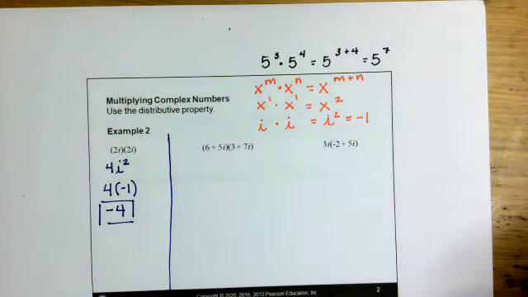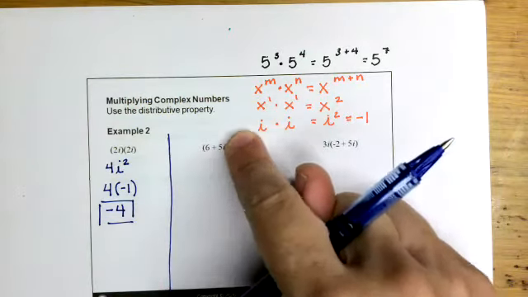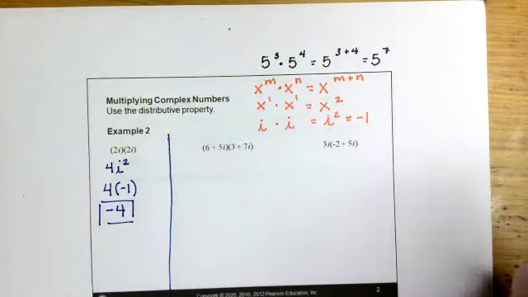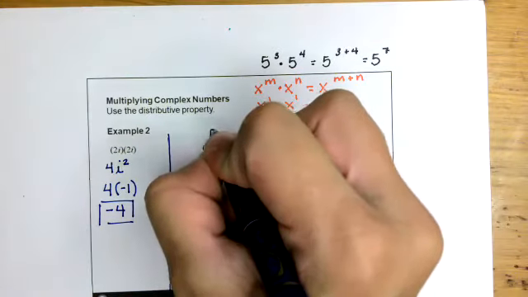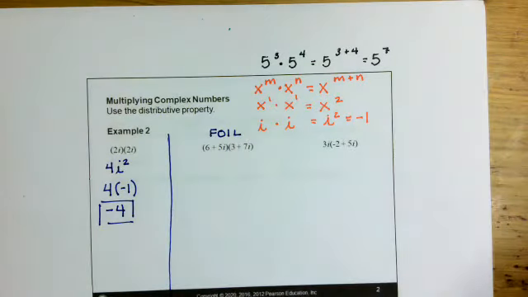6 plus 5i times 3 plus 7i. I hope you're thinking this is a binomial. These are two binomials. I need to distribute or I need to FOIL. Were you thinking that? Good job.